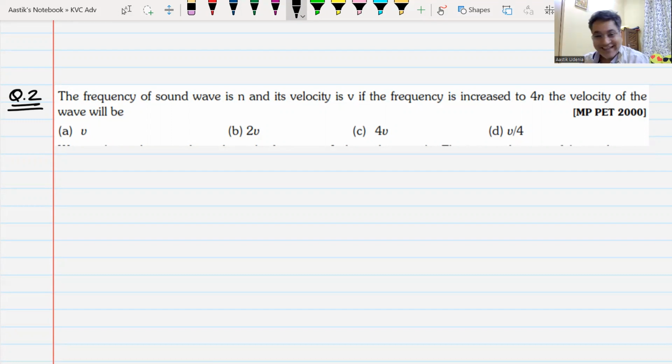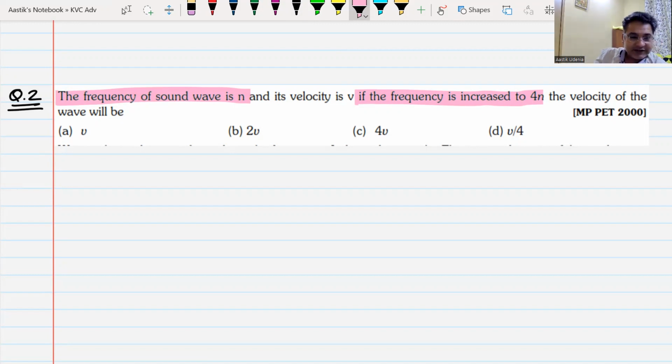V, sir. V? Why not 4v? V is equal to f lambda. I make frequency 4 times, speed of the wave will become 4 times. Frequency is constant, so... Frequency is constant? Frequency is increased, bro. You have not read the question carefully, my dear friends. I've increased the frequency, my dear friends. See? Good question, no?